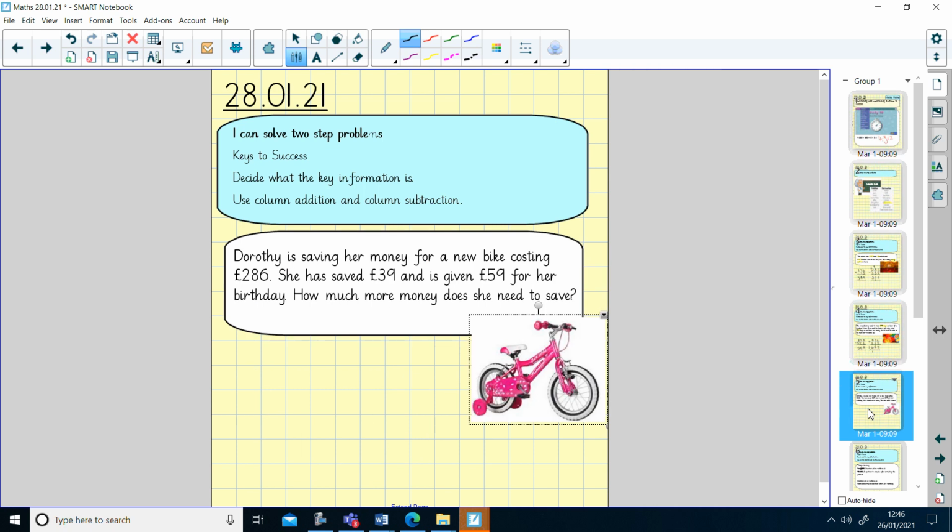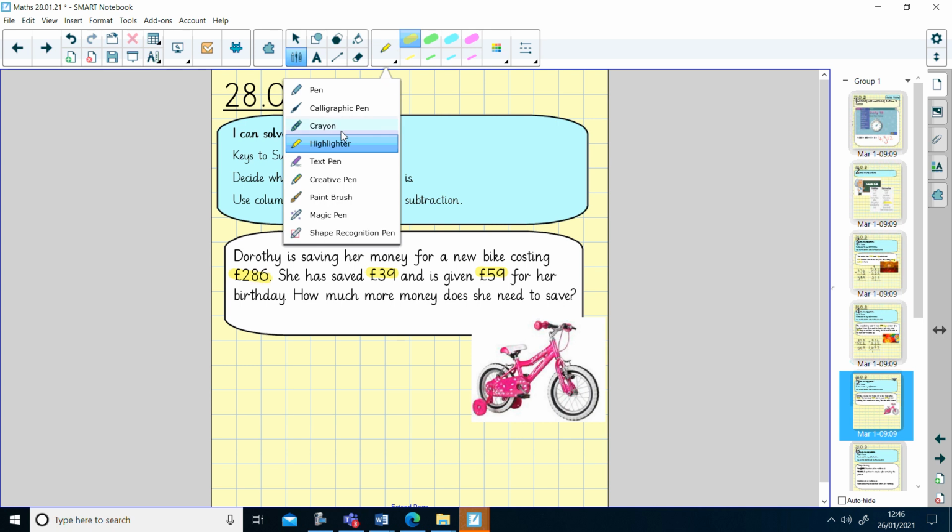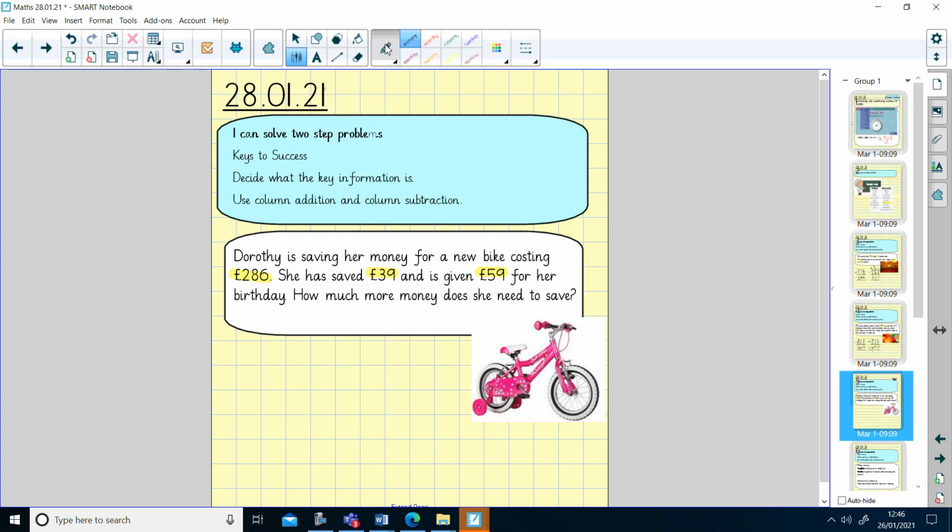Final problem that I'm going to go through with you. So Dorothy is saving her money for a new bike costing £286. She has saved £39 and is given £59 for her birthday. How much money does she need to save? So we need to work out that important information. So this is how much she wants altogether for the bike. So far she's got this much. So let's find out how much she's already got by adding the £39 to the £59. That will give me the total that Dorothy has already got.